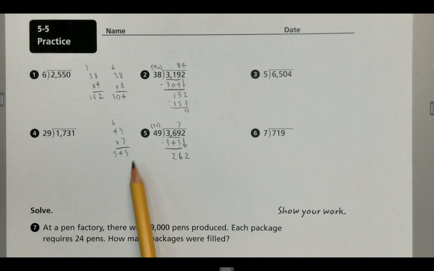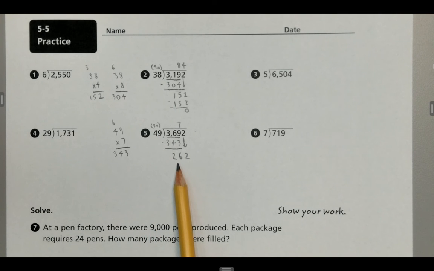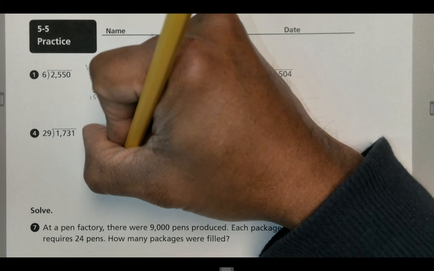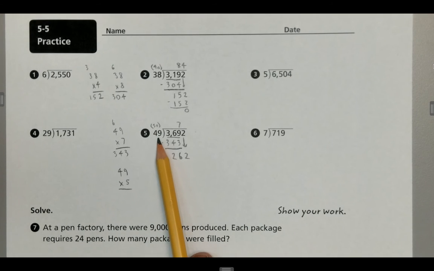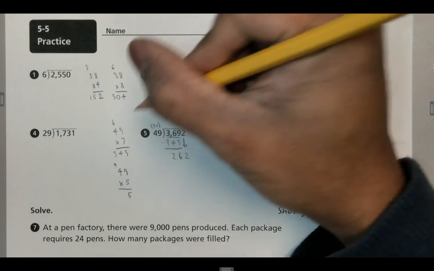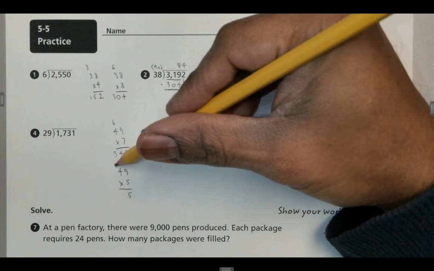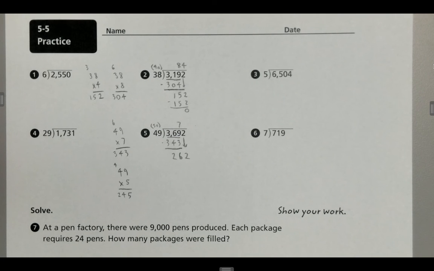Now, about how many times does 50 go into 262? I'm thinking 50 times 5 is 250. That feels pretty close. Let's test out multiplying by 5. Remember, when we do the side calculations, we've always got to use the actual two-digit divisor, not the rounded number that we use to get in the ballpark. 49 multiplied by 5. 5 times 9 is 45. The 5 will come down. The 4 gets carried. 5 times 4 is 20 plus the 4 is 24. And 245, that seems to check out nicely.